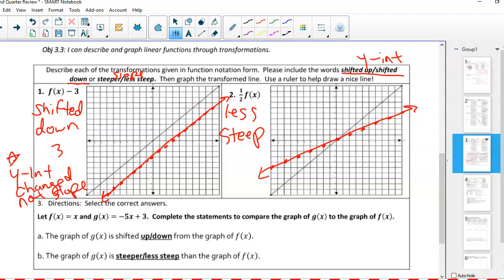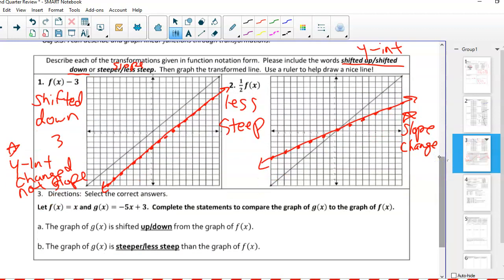Right? So in this one, did our y-intercept change? No. What did change? The slope. So when it's steeper or less steep, your slope changes, but not your y-intercept. I'm going to put that off to the side. So the slope changed, not the y-intercept.